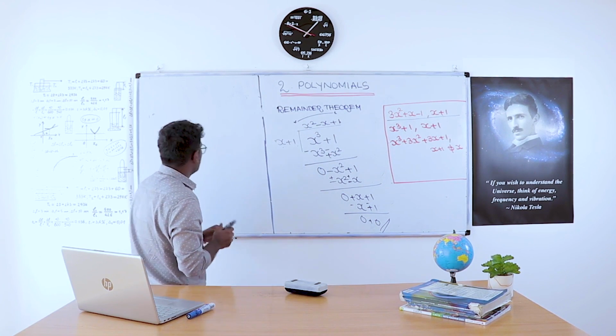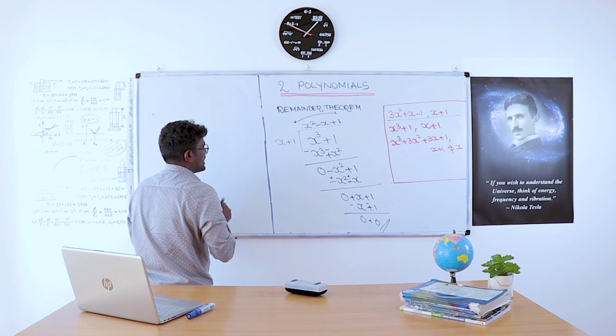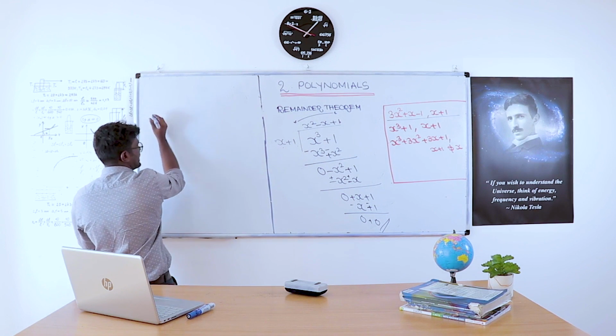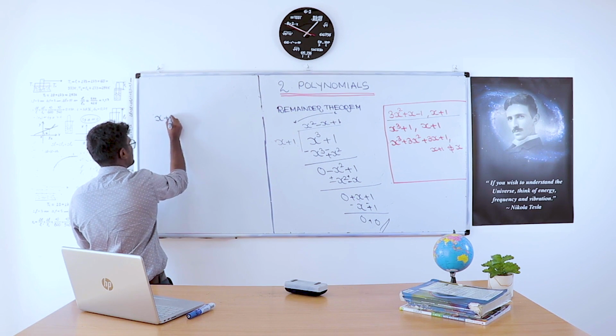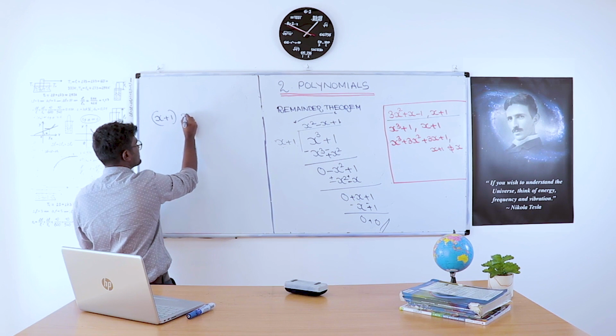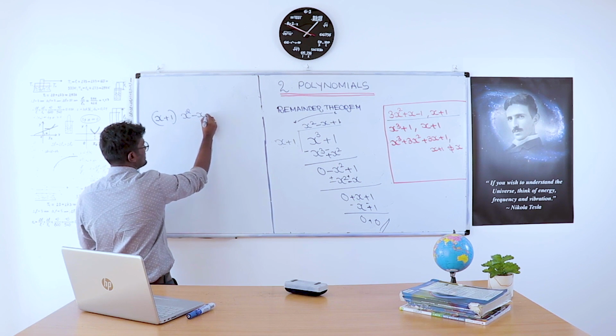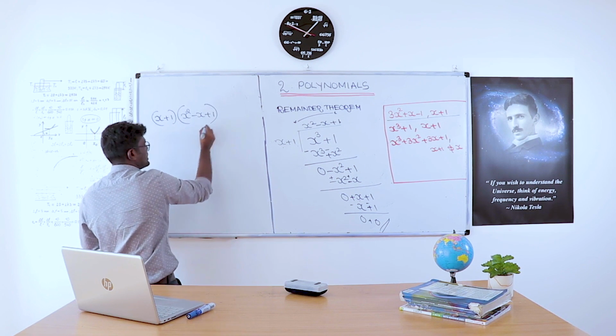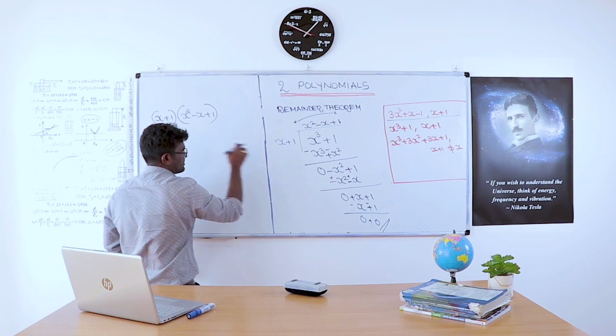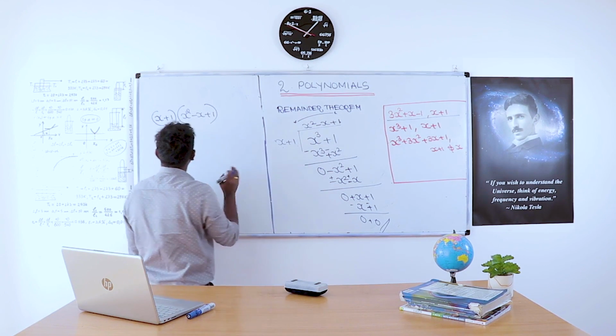So please check, or otherwise we have to check that divisor x plus 1 into quotient, that is x square minus x plus 1. If this two multiplies, we get the answer x cube plus 1, then that will be correct.